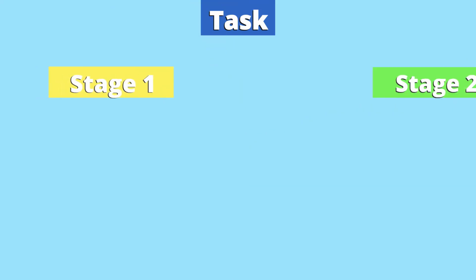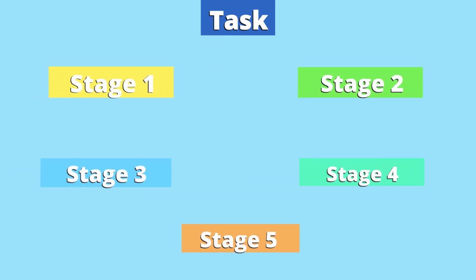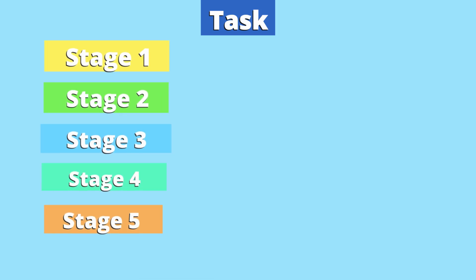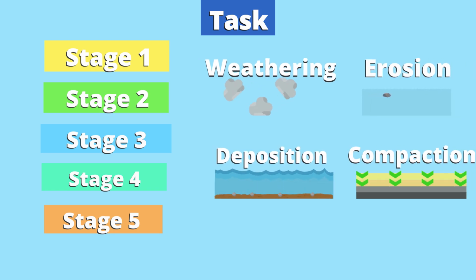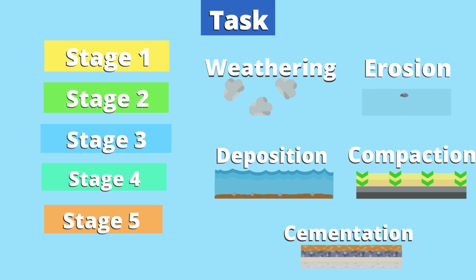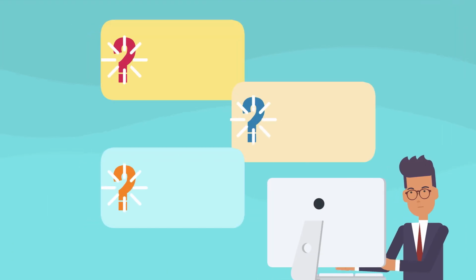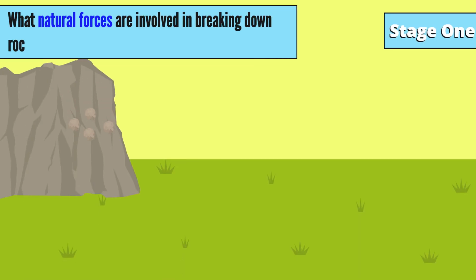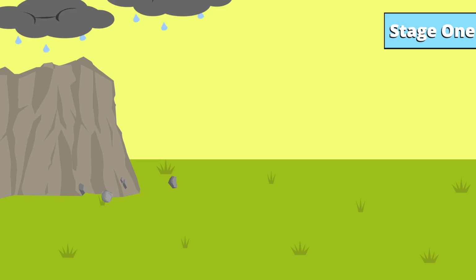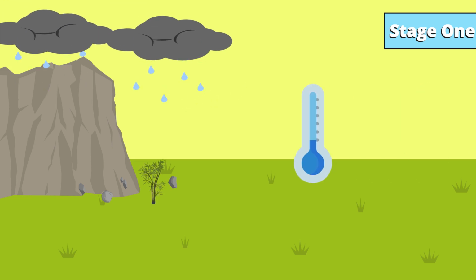Now that we've explored each stage in detail, it's your turn to make the connections. Your task is to match each of these stages with one of the following processes: weathering, erosion, deposition, compaction, and cementation. As you think about each description, consider how it aligns with the process it represents. Use the tips provided to guide your decisions. The following are guiding questions to help you. What natural forces are involved in breaking down rocks into smaller pieces? Think about the elements that constantly wear away at the Earth's surface.